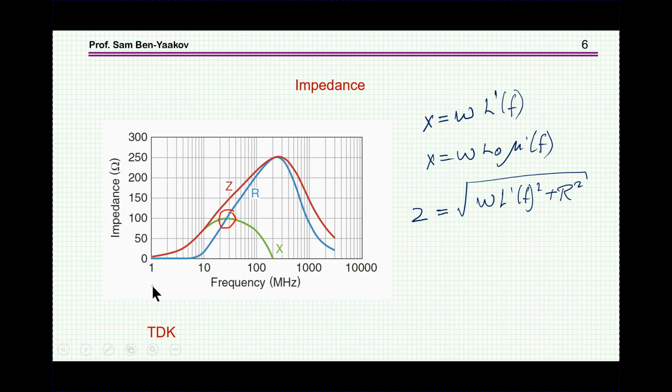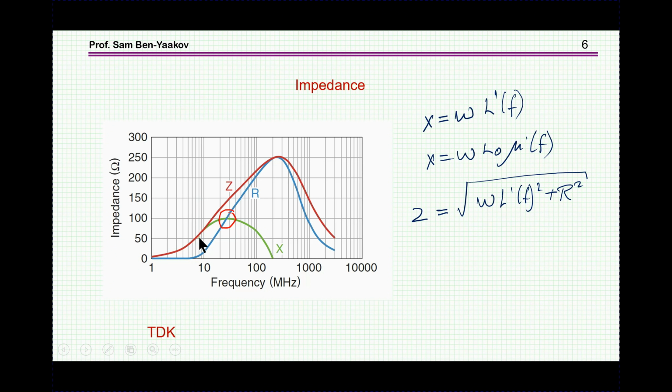This is a specific element now, a specific bead. This is a frequency axis. It goes up to 1 gigahertz, 10 gigahertz in fact. This is 1 gigahertz. And this is a TDK example. Again, there are many companies who are making it. What we see here are actually 3 curves, which are the key data that we need.